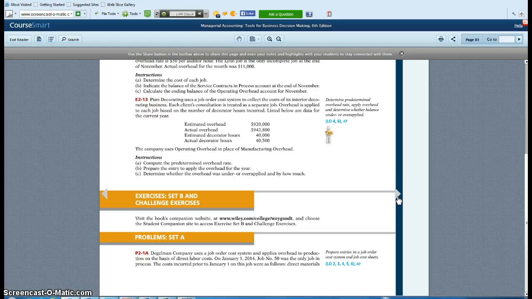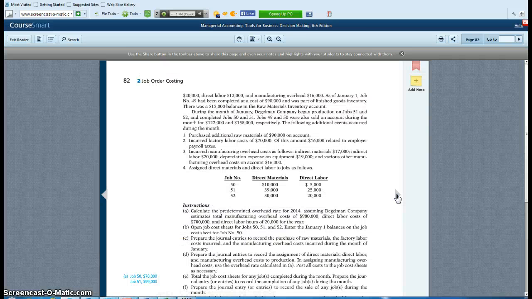Here, as you can see on the screen, I have the problem up. Problem 2-1A. In your books, it's page 81. Degelman Company uses a job order cost system and applies overhead to production on the basis of direct labor costs. On January 1st of 2014, job number 50 was the only job in process. The costs incurred prior to January 1st on this job were as follows. It gives us information about direct materials of $20,000, direct labor of $12,000, and manufacturing overhead of $16,000.